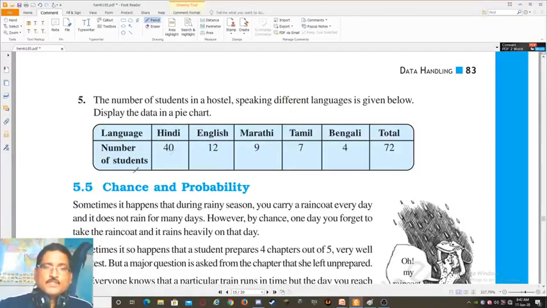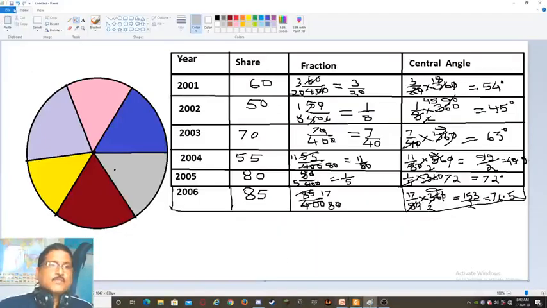Now here also you have to draw a pie chart with the help of this. The number of students offering their languages in the hostel, the languages they are speaking in the hostel. Hindi 40, English 12, Marathi 9, Tamil 7, Bengali 4, and the total is given, no problem. So with the help of this you can make a pie chart. Let's see. This is my last pie chart calculation. I am doing it.